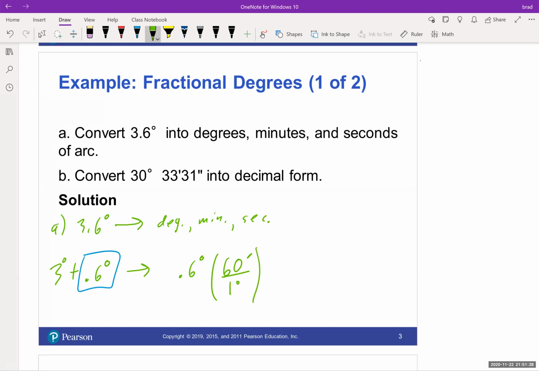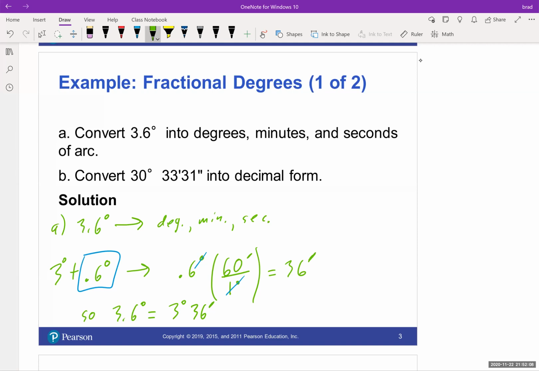Here's the thing: you see the degree symbol? The degree symbol is going to cancel with that. So what you're left with is simply 0.6 times 60 minutes. If you multiply this on your calculator, you get 36 minutes. So 3.6 degrees is equal to 3 degrees and 36 minutes. Because there wasn't an extra decimal, we don't have to worry about seconds.